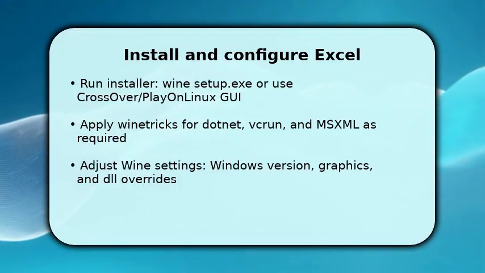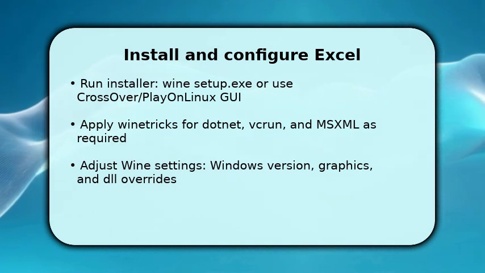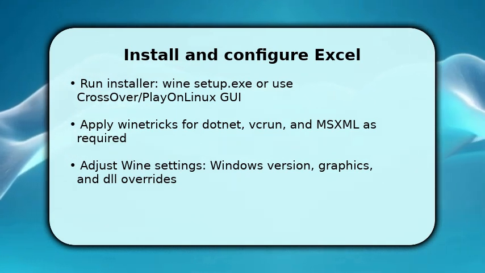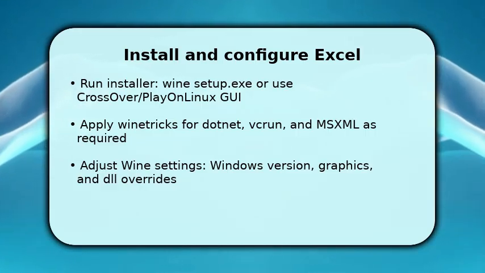Once installed, tweak the Wine configuration. Set the Windows version to the recommended release, enable virtual desktop if UI issues occur, and add DLL overrides for problematic libraries. These steps ensure stability and smoother Excel behavior.